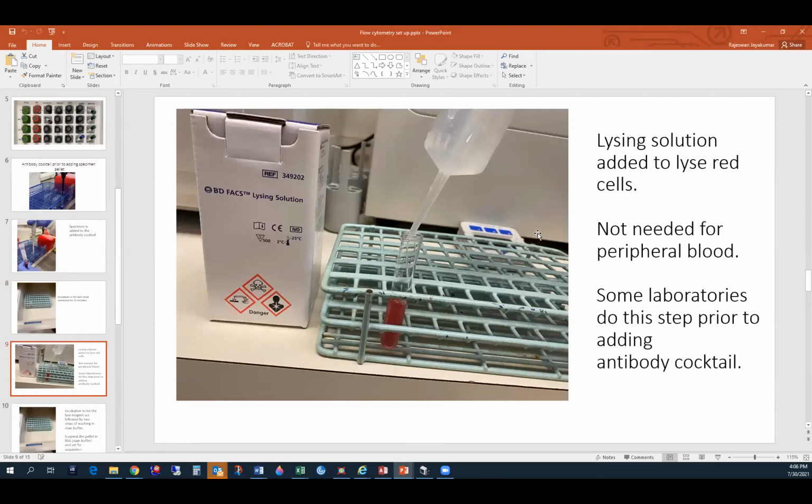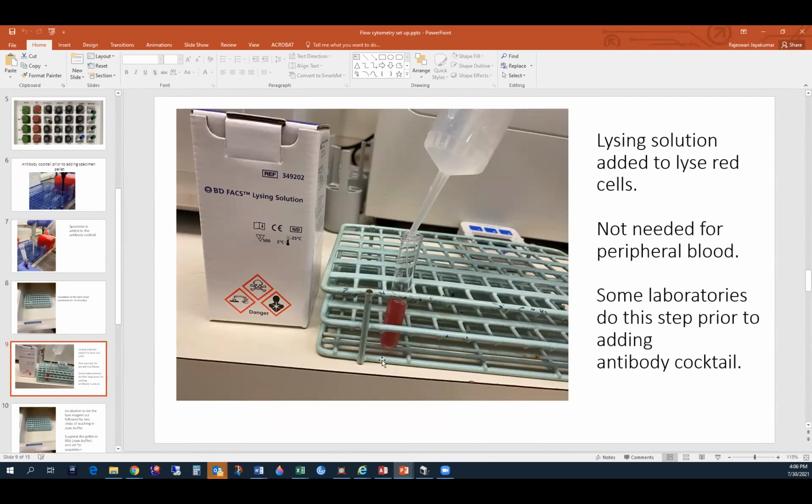Then once the incubation step is done, for bone marrows, we don't want the red cells. So we need to lyse red cell precursors. So we need to lyse them and take them out. So for that, you use the lysing solution. Some people tend to skip it in peripheral blood, but even in the peripheral blood, you have mature red cells, so we do it. So then you lyse it.